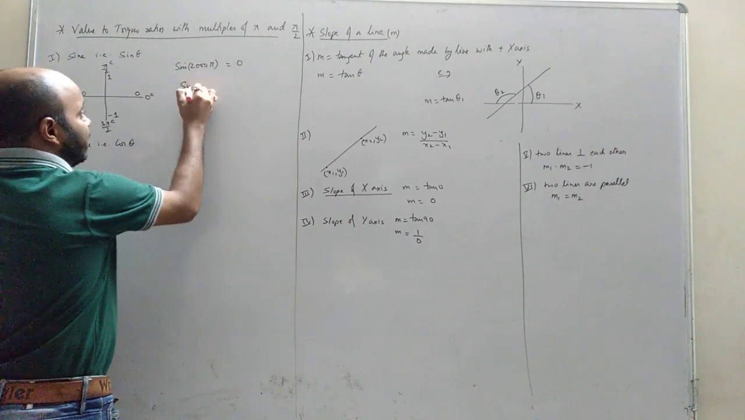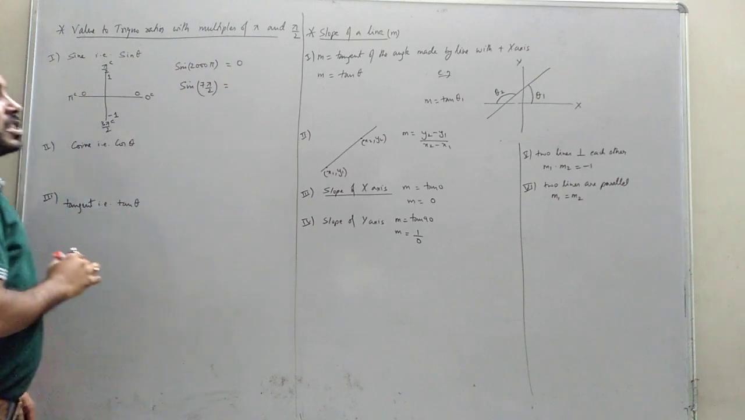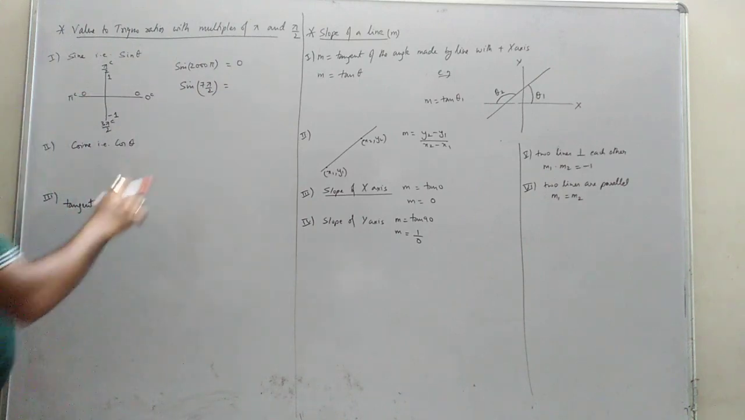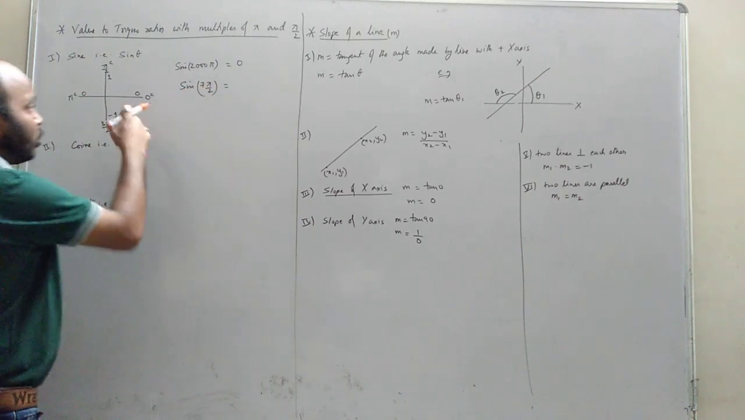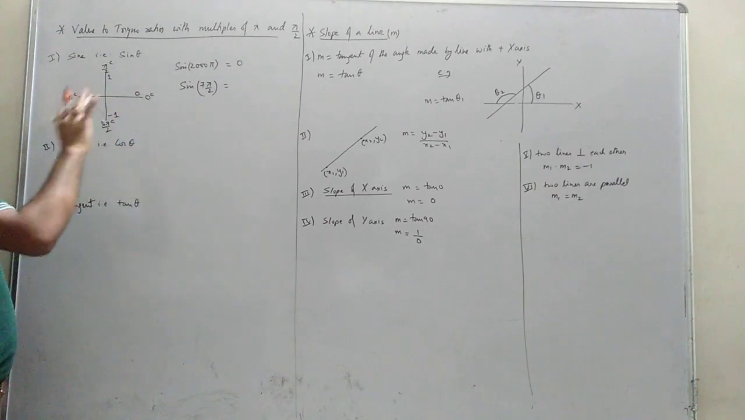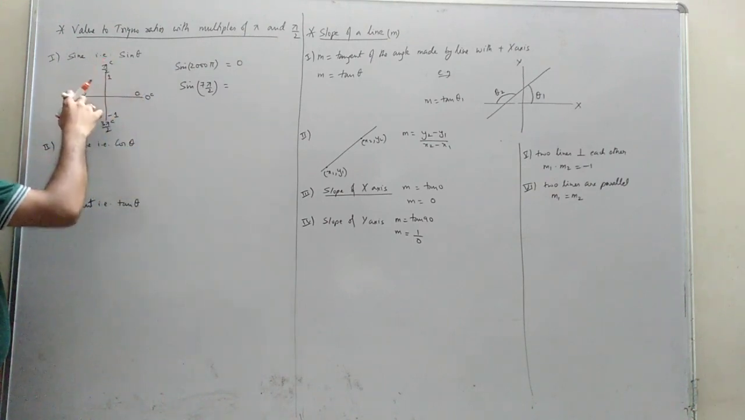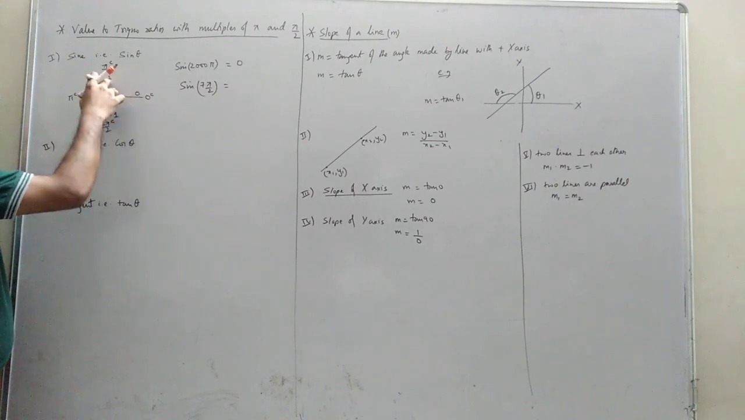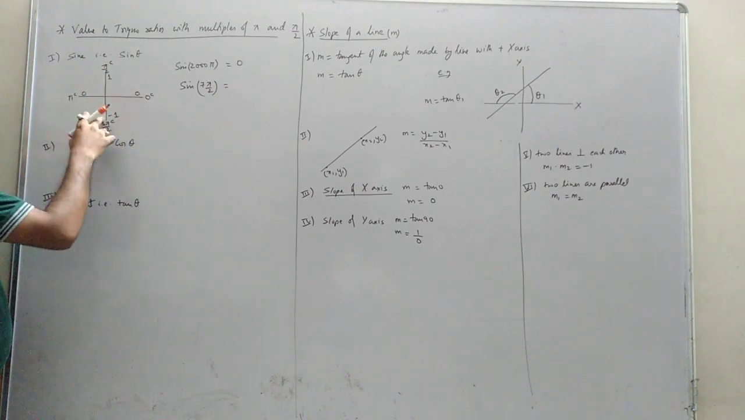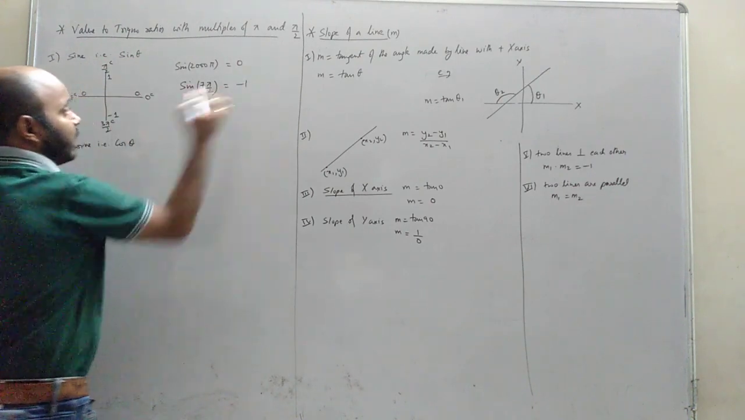Similarly, if someone says sine 7 pi by 2, how much is 7 pi by 2? You have to see where 7 pi by 2 lies. So you rotate by multiples of pi by 2. Go to the previous video, you will understand rotation with multiples of pi by 2. 0, 1 pi by 2, 2 pi by 2, 3 pi by 2, 4 pi by 2, 5 pi by 2, 6 pi by 2, 7 pi by 2. So 7 pi by 2 lies there. What is the value? Minus 1. So its value is minus 1.